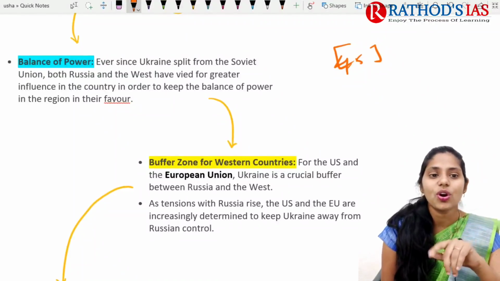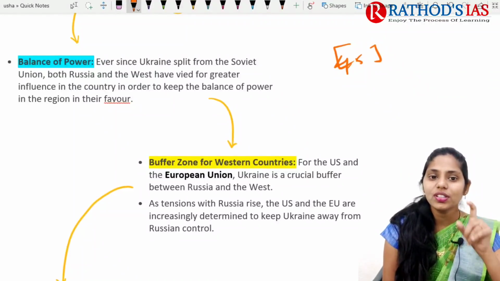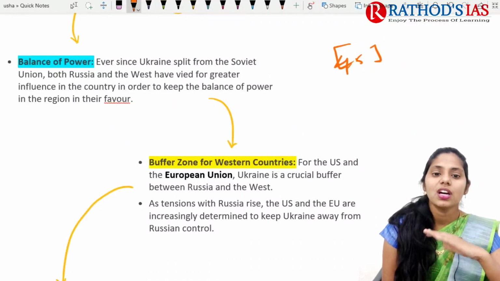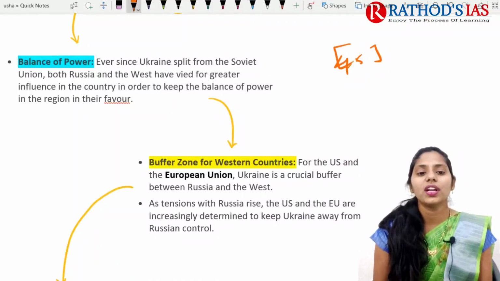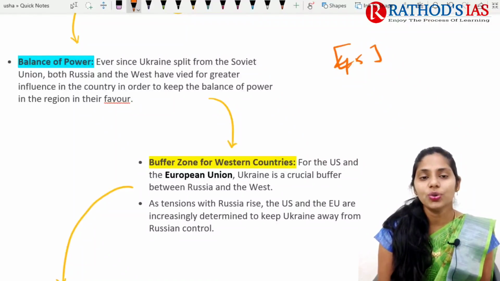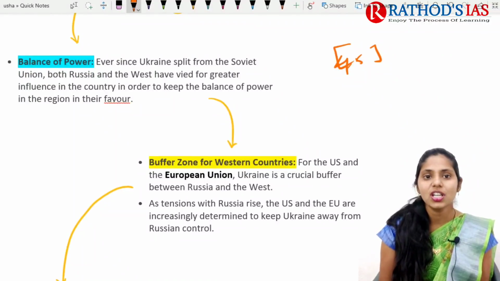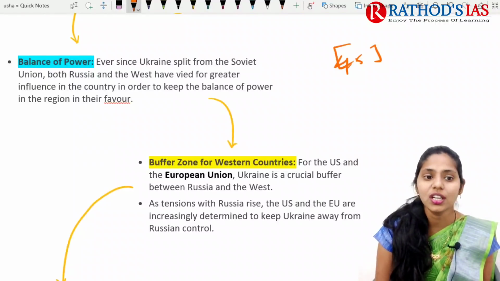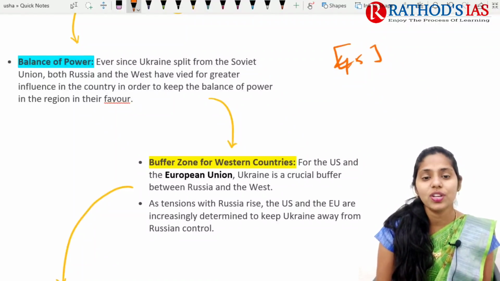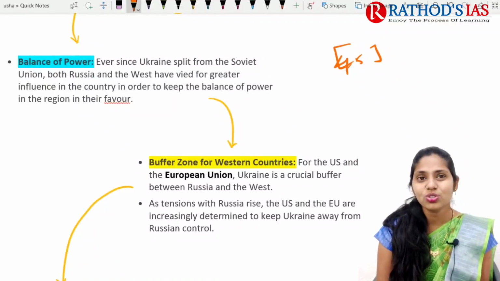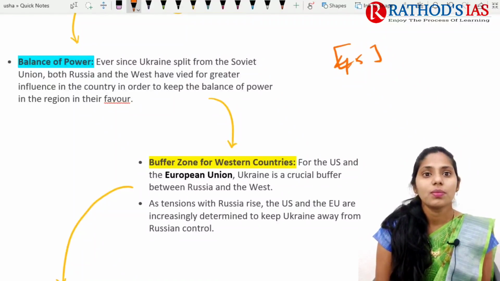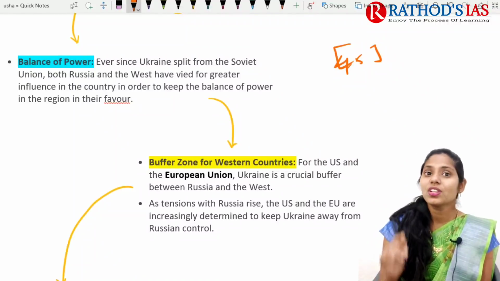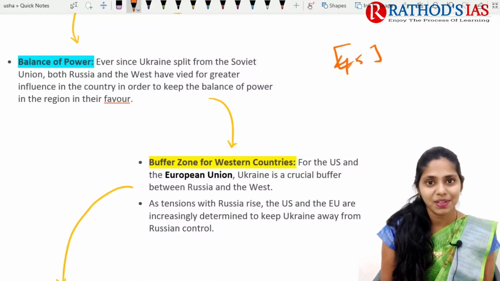The first and foremost cause here is the balance of power. Whenever Ukraine split from the Soviet Union, both Russia and the West vied for greater influence in the country in order to keep the balance of power in the region in their favor. From that time onwards, Russia and the West wanted to control or show greater influence in this region because it helps the balance of power. Because of this, there might be the issue that is happening now.